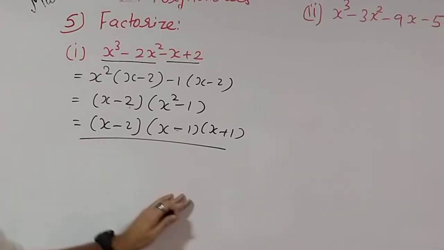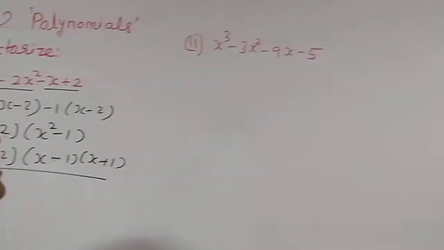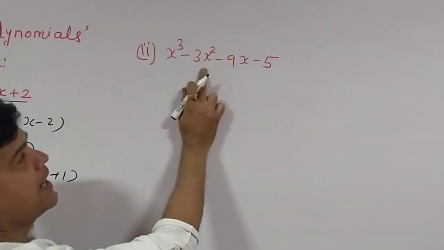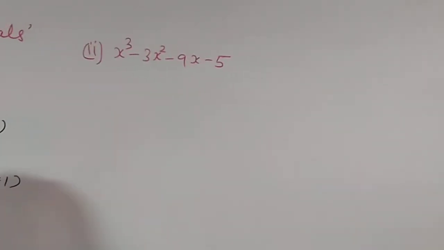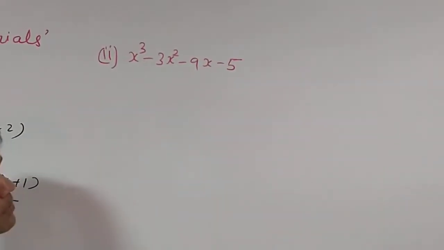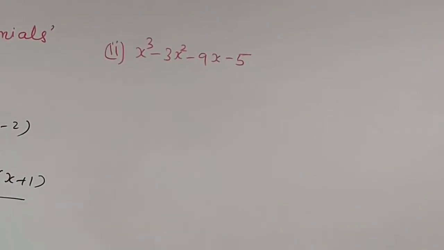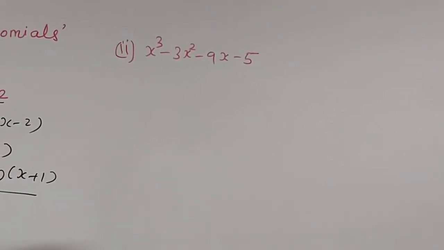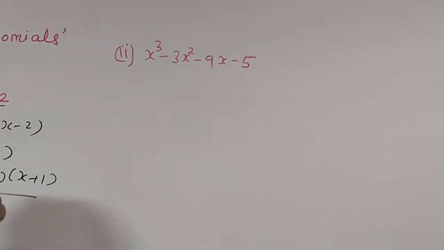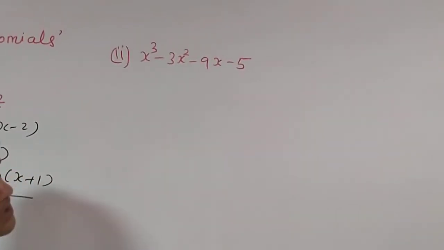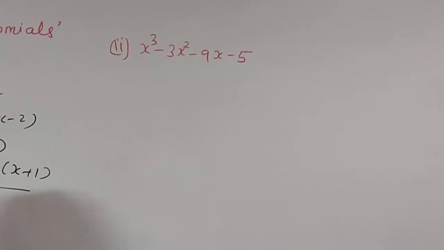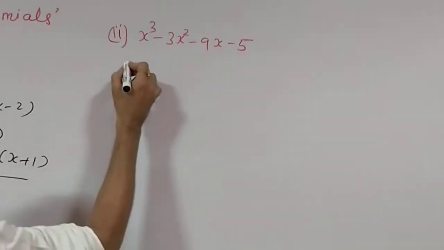But see here, if you take common from the first two, x square is common, then what is left? x minus 3. But here nothing is common. 1 is common, then 9x plus 5. So they are different. Then what do we have to do? Then in place of x, write 1 and minus 1. First, minus 1, suppose x plus 1 is a factor.